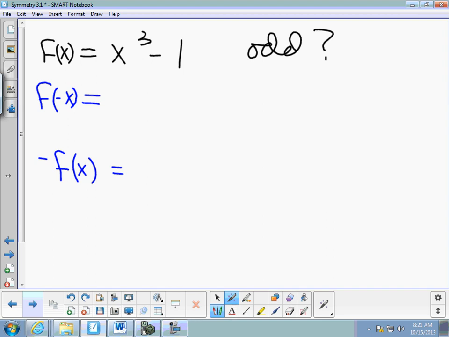This is what I need to see. I need to see if these two things are equal to each other. That's what makes a function an odd function. If those two guys are equal to each other, it's an odd function. There's symmetry through the origin.